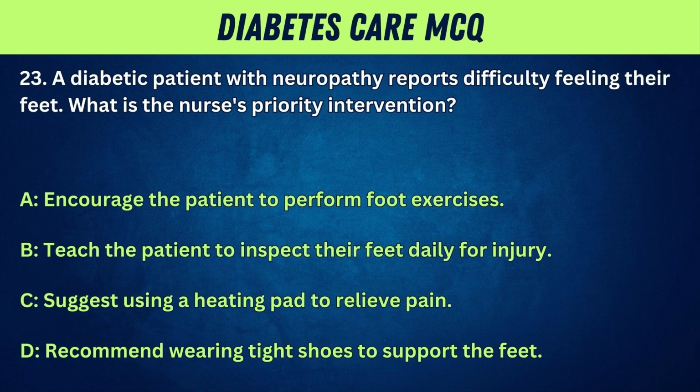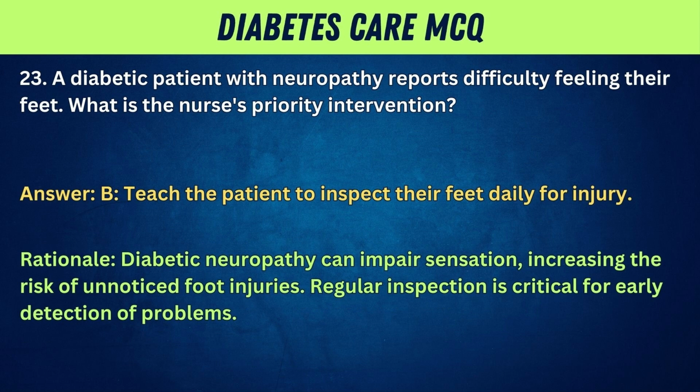23. A diabetic patient with neuropathy reports difficulty feeling their feet. What is the nurse's priority intervention? A. Encourage the patient to perform foot exercises. B. Teach the patient to inspect their feet daily for injury. C. Suggest using a heating pad to relieve pain. D. Recommend wearing tight shoes to support the feet. Answer: B. Teach the patient to inspect their feet daily for injury.